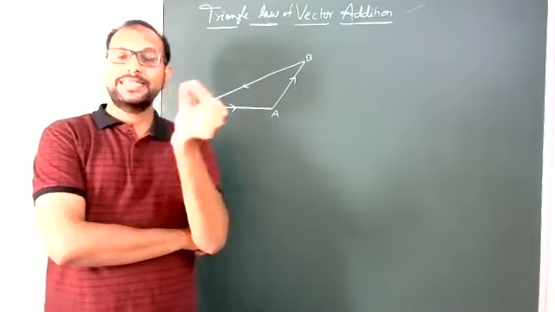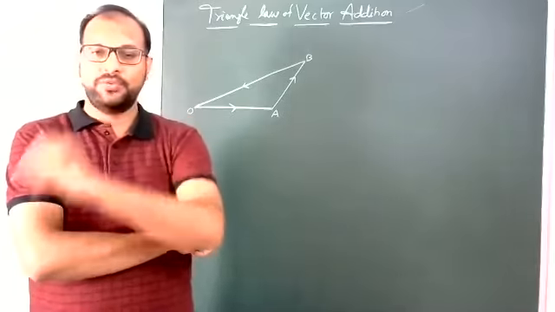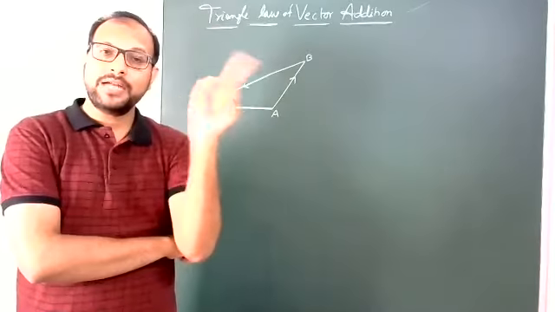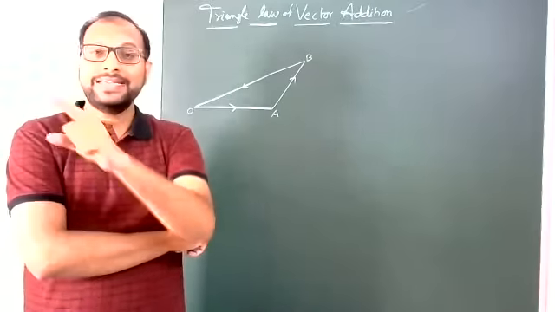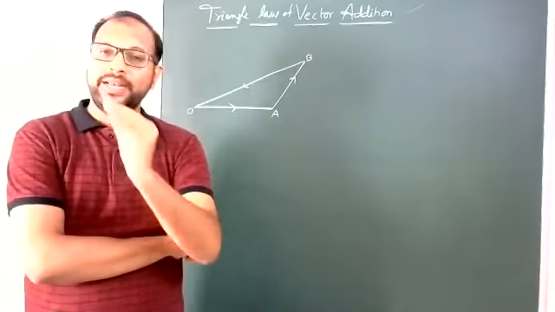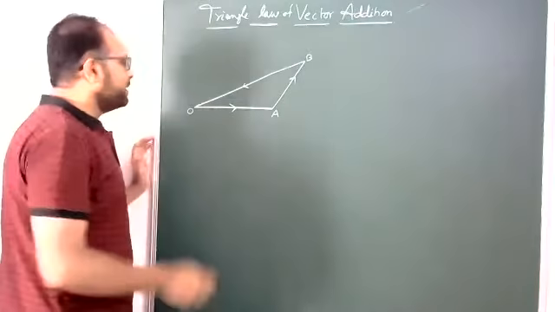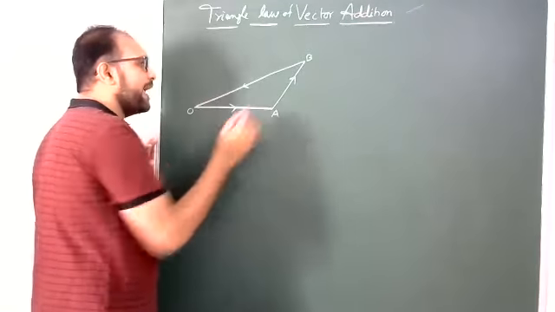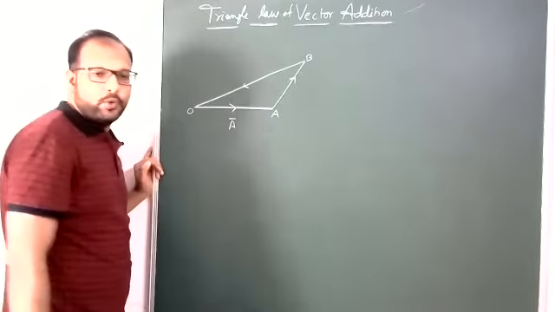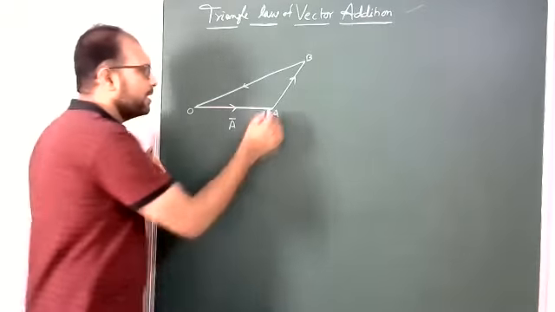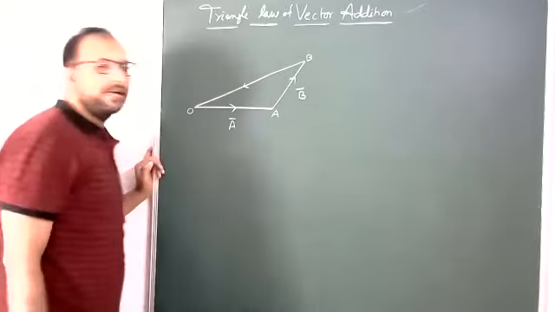That is, the second vector should start from the ending point of the first vector. The third vector should start from the ending point of the second vector. Like that, in one particular order. Already we discussed; the same thing I am using here. For example, O to A is A bar vector. A to B is B bar vector.